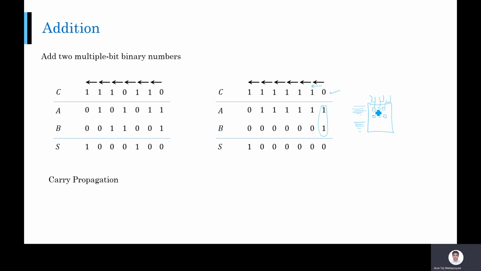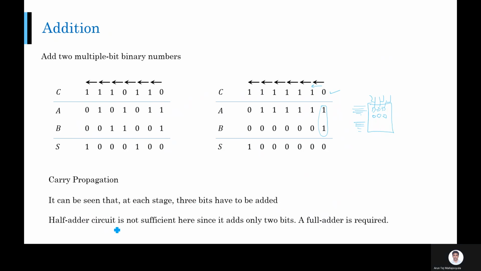So you have to wait for the first stage to generate carry, and then the second stage will work out. It will generate its own sum and carry. Then the third stage will take the carry from this and generate its own sum and carry, and so on. So the carry propagation delay is an important limiting factor for the speed at which you can do addition. It can be seen that at each stage 3 bits have to be added. Clearly, a half adder circuit is not sufficient because it adds only 2 bits, so you need a full adder.